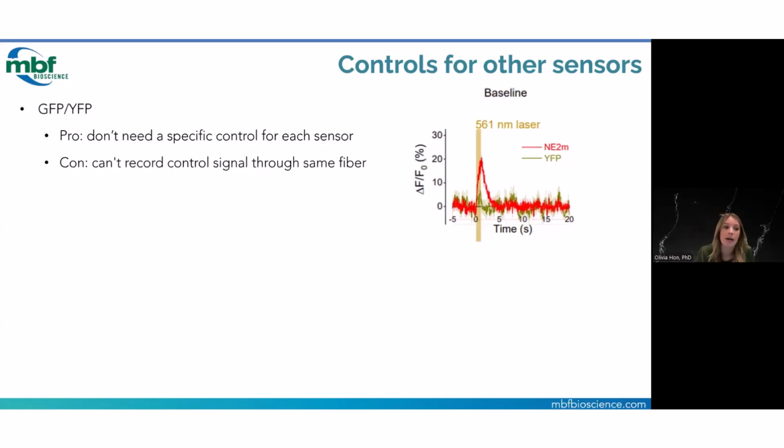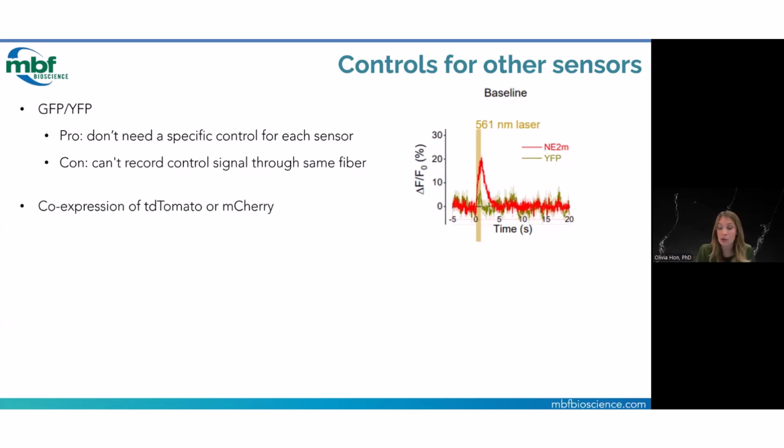And so with this approach, it's really important to dilute your virus to try to match the basal fluorescence levels, so that if you do have an artifact from your patch cord bending or something like that, it's going to show up similarly in those two signals. And similar to the mutant sensor, you can't record within the same region.